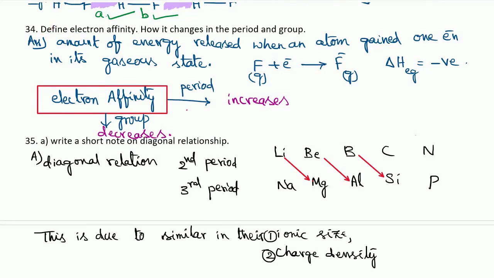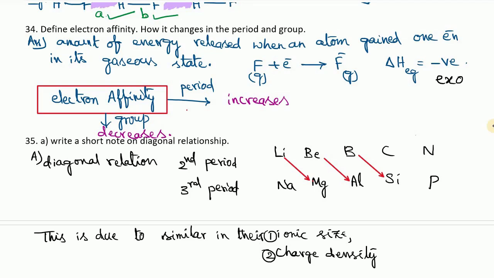Define electron affinity and how it changes in the period and group. So write, what is electron affinity? Amount of energy released when an atom gains one electron in its gaseous state. Suppose fluorine is there, it is gaining only one electron. It gets a negative charge, it is becoming an anion. At that time, some amount of energy is released. That's why these are called exothermic reactions. The reactions in which energy is released are called exothermic reactions.